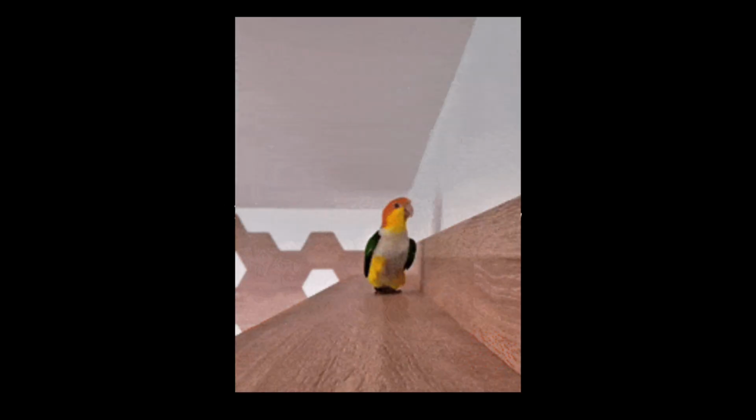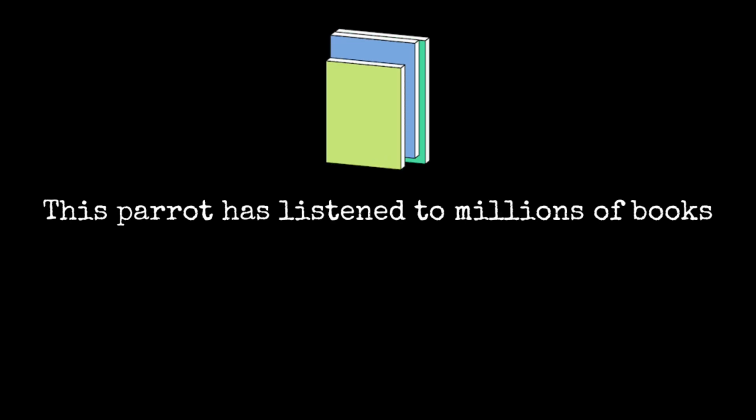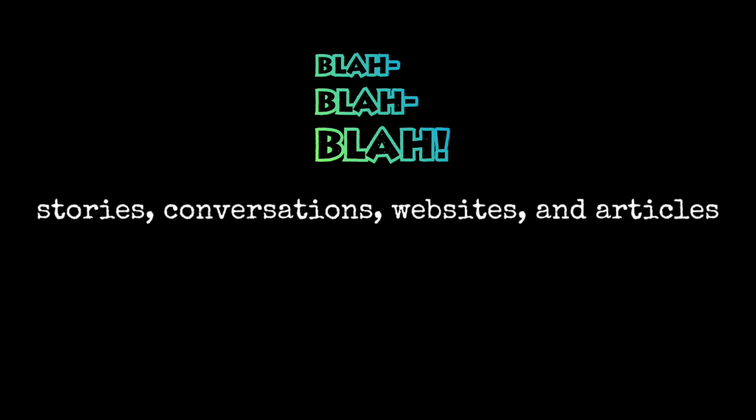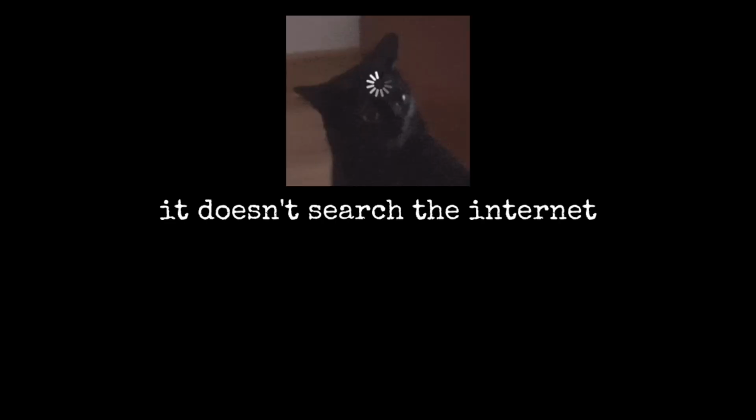Imagine you have a super smart parrot. Not a normal parrot that just repeats words. This parrot has listened to millions of books, stories, conversations, websites, and articles. Now, when you ask it a question, it doesn't search the internet. Instead, it tries to guess what words should come next based on everything it has learned. That's basically how ChatGPT and many AI systems work.